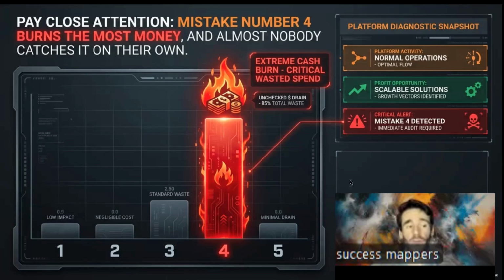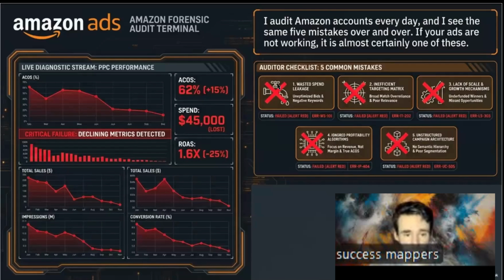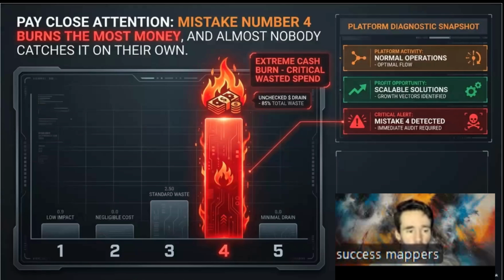Mistake number 4 is usually the one that burns the most money, and usually nobody is doing it correctly. Usually 90% of the people. That's why people book meetings with me, right? And on the screen you see our checklist to find problems, but don't worry, I'm gonna show you all the problems in detail.